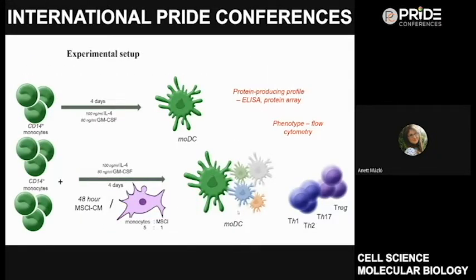In our experimental setup, freshly isolated monocytes were differentiated into dendritic cells in the presence of IL-4 and GM-CSF alone, or with these cytokines and MHCl cells or MHC-derived conditioned media. After the differentiation process, the protein producing profile, the cytokine production, and the T cell polarizing effect of MODCs were observed.